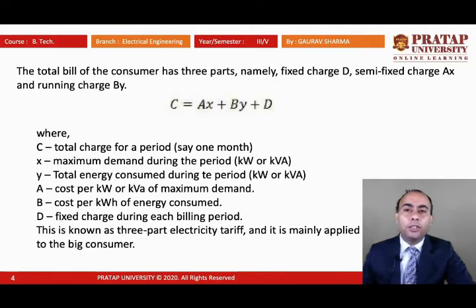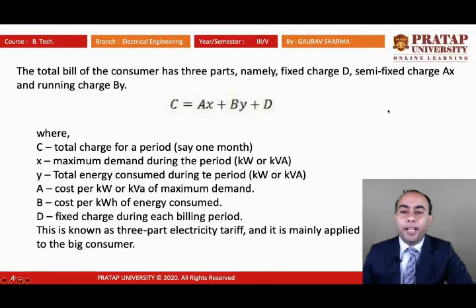The total bill of the consumer is divided into three parts, that is fixed part, semi-fixed charge and the running charge, which we denote by the formula C = AX + BY + D, where C is the total charge of a period. Whatever the period is, we can say 1 month or 2 months. The charge which we are paying for the consumption of electricity is denoted by C.